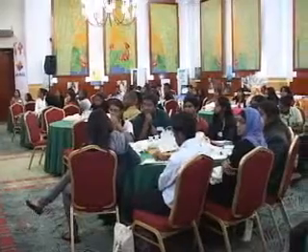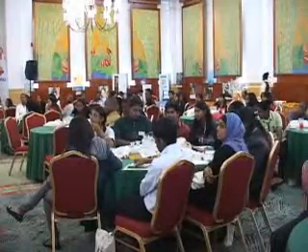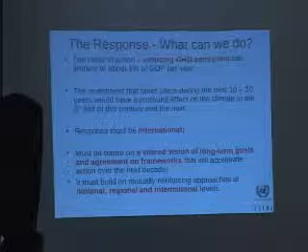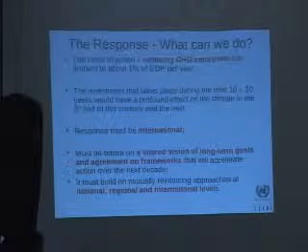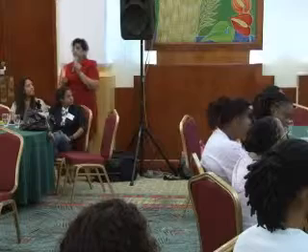The investment that takes place in the next 10 to 20 years would have a profound effect on the climate in the second half of this century and the next. In other words, we are thinking sustainably. We are thinking of future generations and what kind of world we will leave for them.